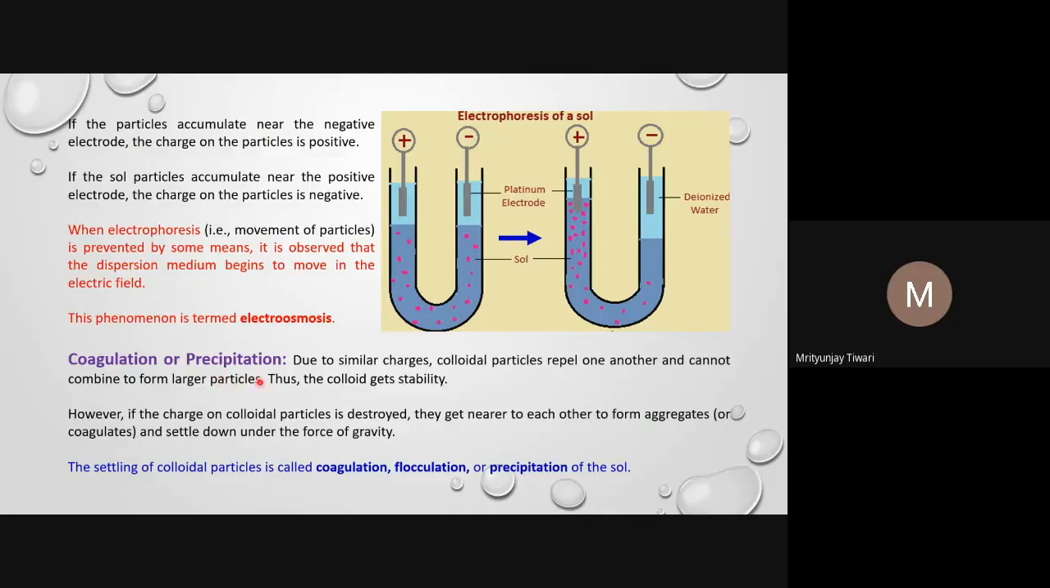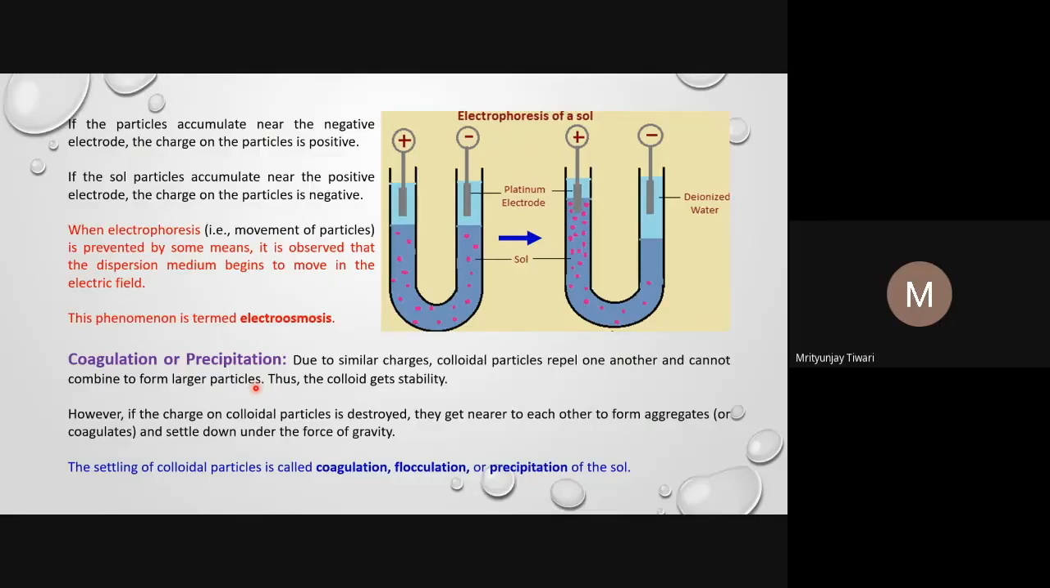Due to similar charges, colloidal particles repel one another, and cannot combine to form larger particles. Thus, the colloid gets stability. Because of the similar charge they carry, with the same nature of charge, they repel each other. They do not form large particles. They do not combine with each other. So they do not get settled, and the colloid gets stability.